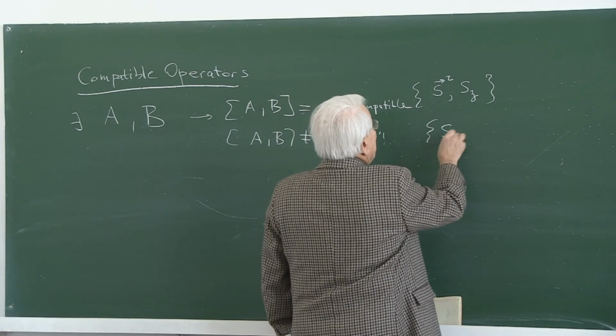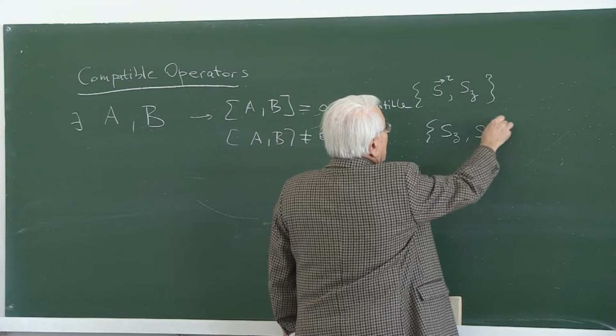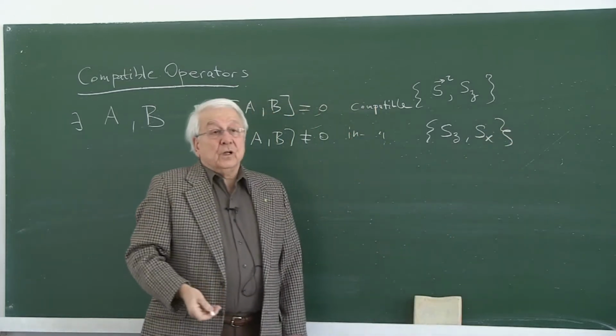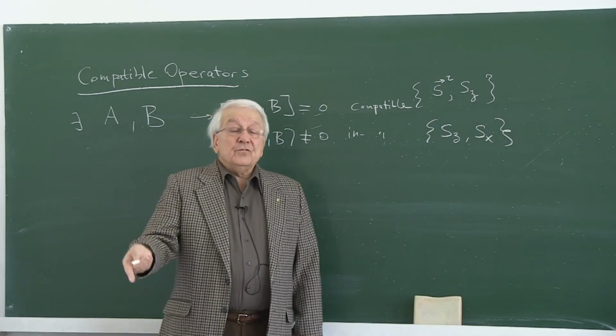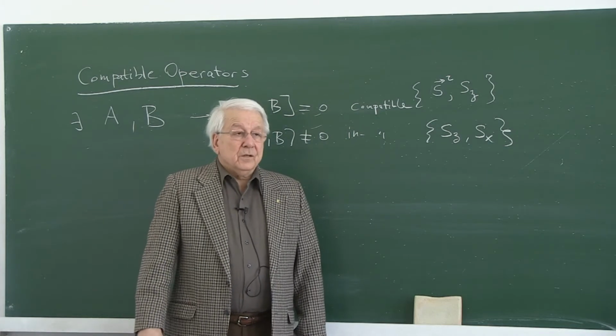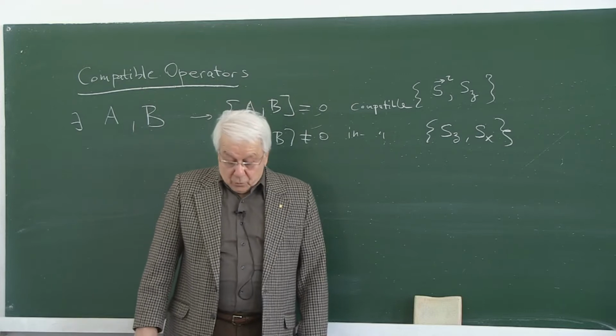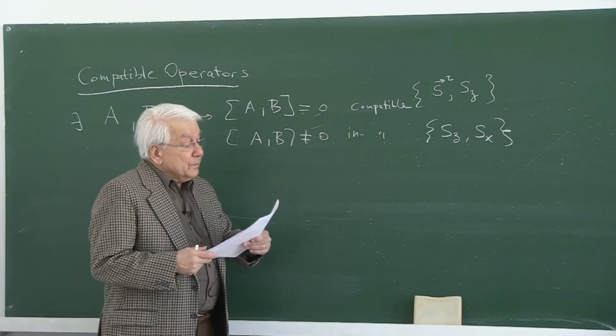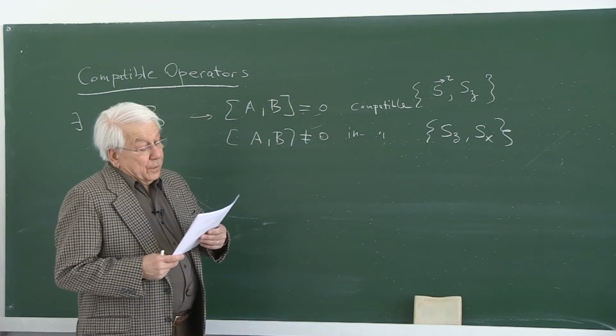What about an example of incompatible operators from the same spin 1/2 problem? For instance, Sz and Sx are incompatible because they do not commute, as you know. Or Sz and Sy, or Sx and Sy, any of these three within the same set also constitute incompatible operators.